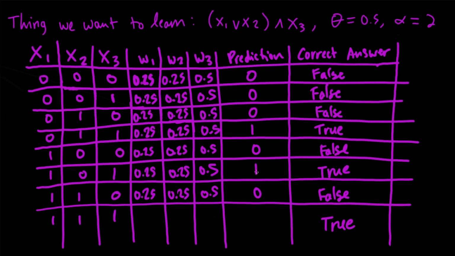And that is correct. So now we move on to the last vector without modifying any of our weights. So we do x1 times w1, which is 0.25, plus x2 times w2, which is 0.25, plus x3 times w3, which is 0.5. That all added together equals 1. 1 is greater than theta, so we predict 1, which is correct.